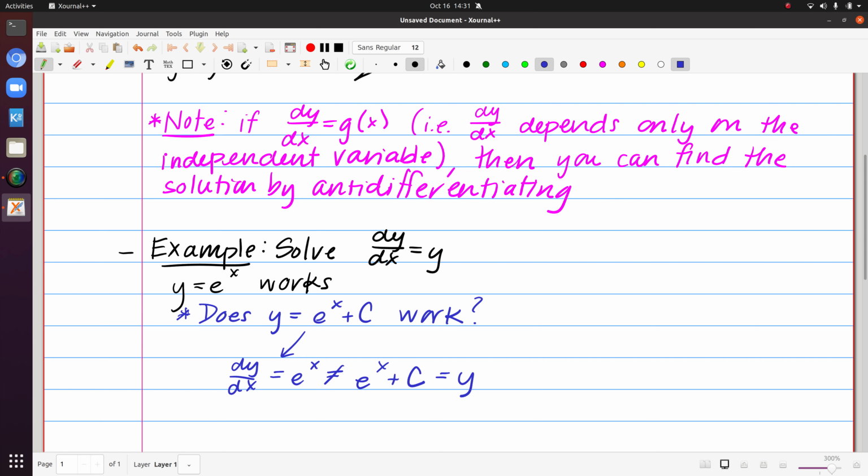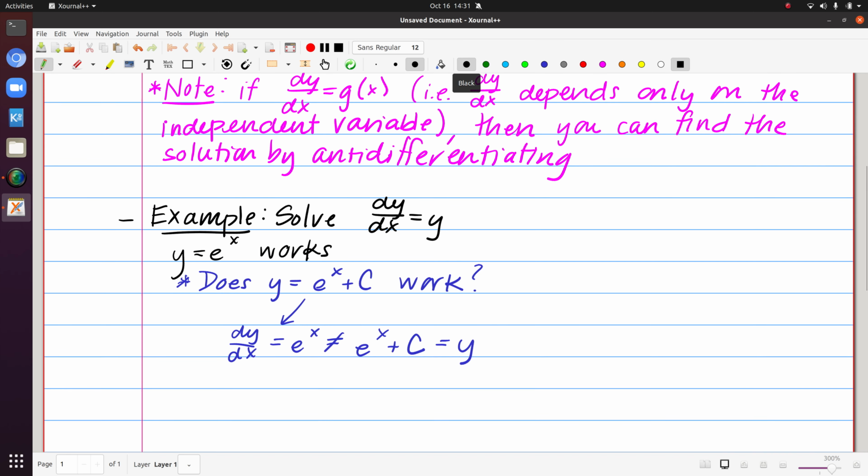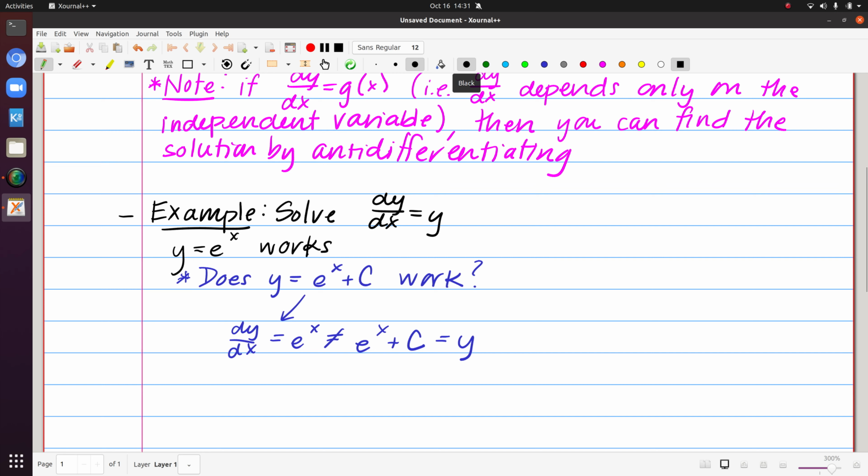So we see that if I put the plus c in there, I no longer have a function whose derivative is equal to what we started with. However, trying to think about how we could manipulate y equals e to the x in a way such that its derivative still gives us the original, think about instead a multiplicative constant.